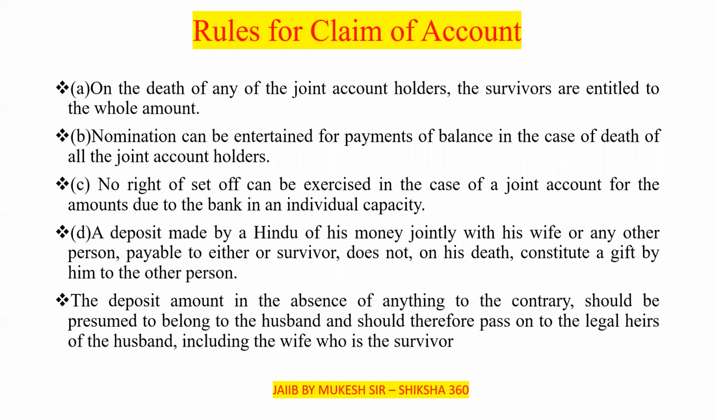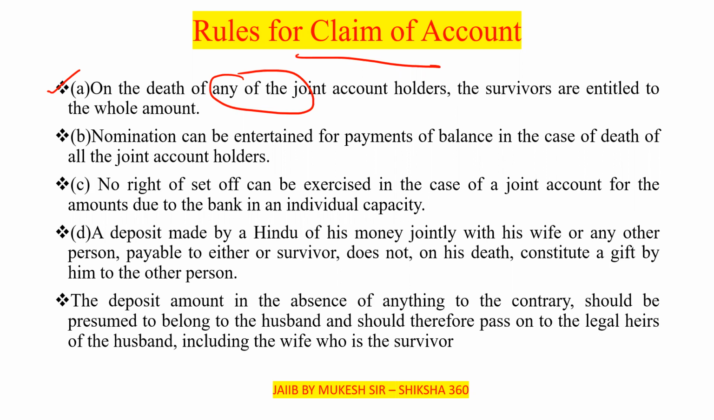Now the last point we have to discuss. You will definitely get one or two questions from whatever we have discussed. So, rules for claim of account. On the death of any one of the joint account holders, the survivors are entitled to hold the whole amount. Nomination can be entered for payment of the balance in the case of death of all the joint holders, which we have already discussed. So the role of nomination comes in on the death of all the joint account holders.